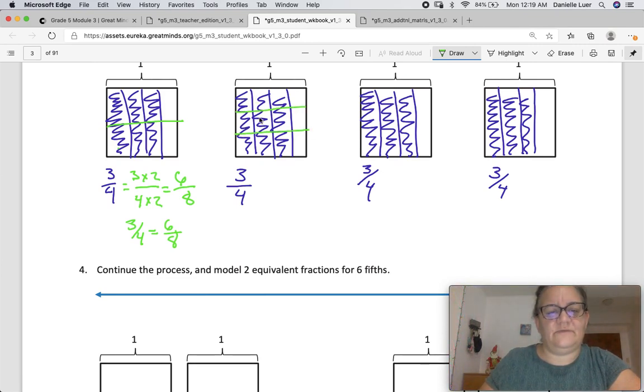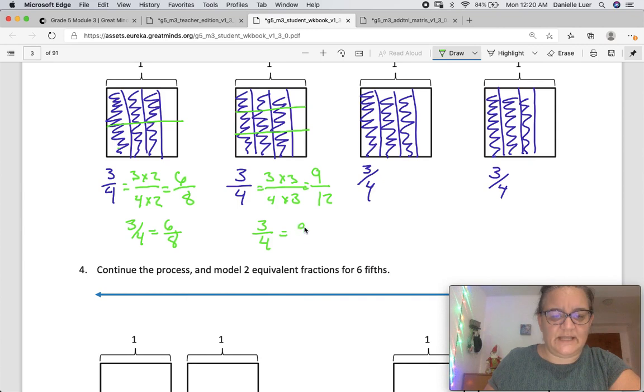Okay, here let's try it with 3. 1, 2, 3, 4, 5, 6, 7, 8, 9 out of 12. And mathematically, I did 3/4 times 3 times 3. And that gives me 3/4 equals 9/12, my equivalent fraction.